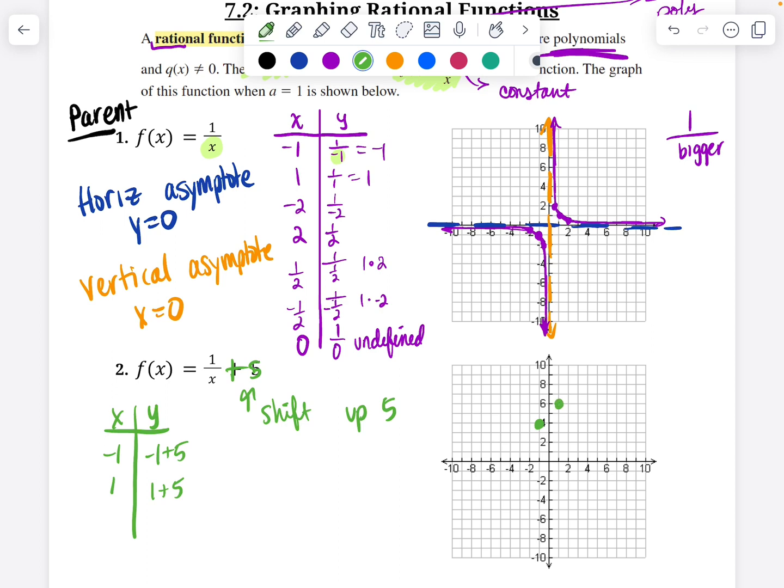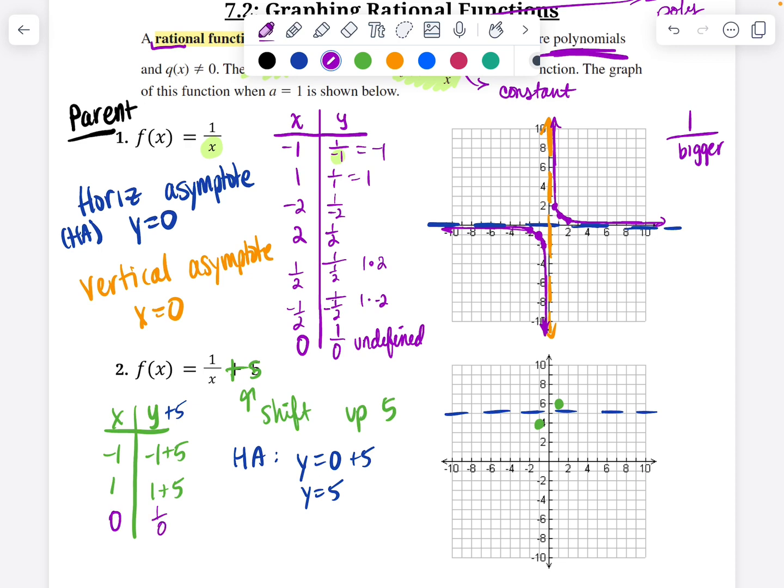Notice we skipped 5. Why did we skip 5? Well, that's because what else did we shift up 5 units? The horizontal asymptote, which I'm going to abbreviate as HA, went from being at y equals 0. We're also going to add 5 to that, because we add 5 to everything in our y values when we're shifting up. So the horizontal asymptote is also at 5.